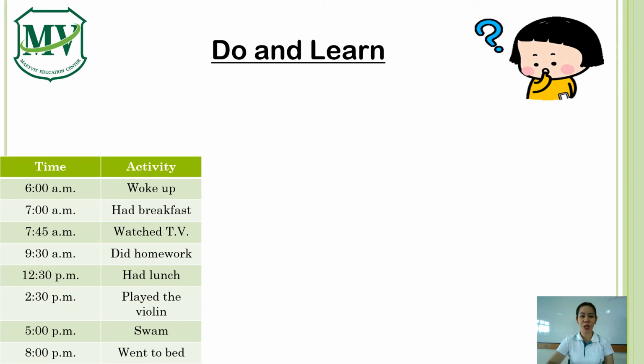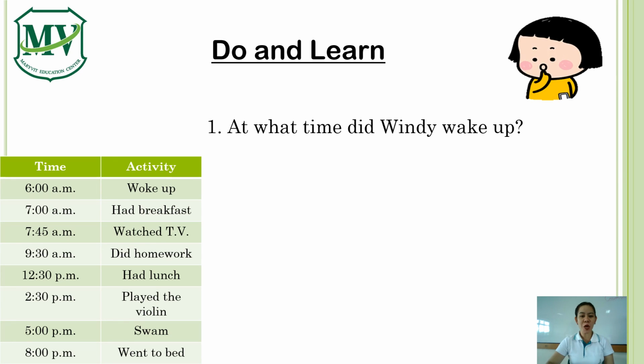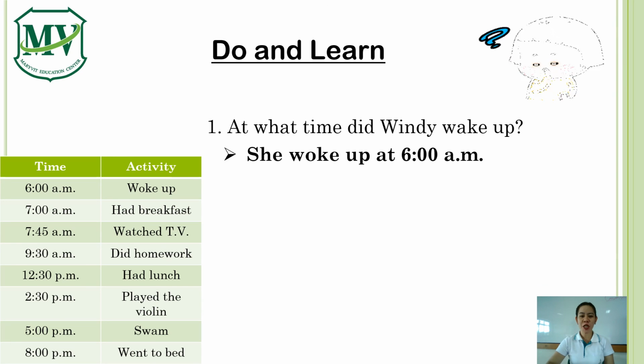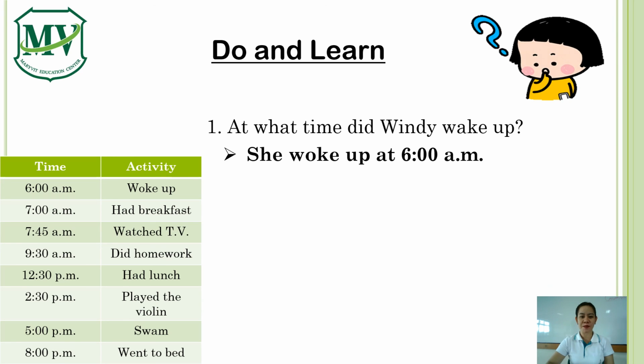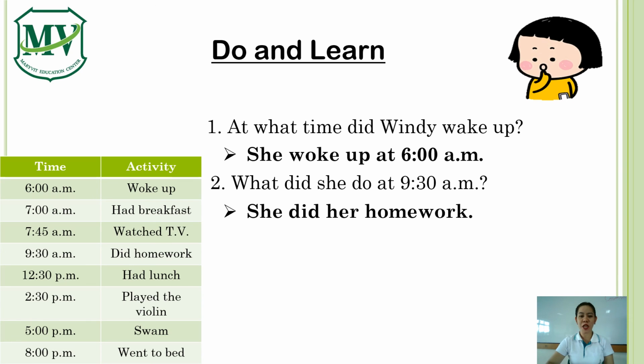Let's make the do and learn. Question number 1. At what time did Wendy wake up? Look at the timetable. Very good. She woke up at 6 a.m. Question number 2. What did she do at 9:30 a.m.? Very good. She did her homework.